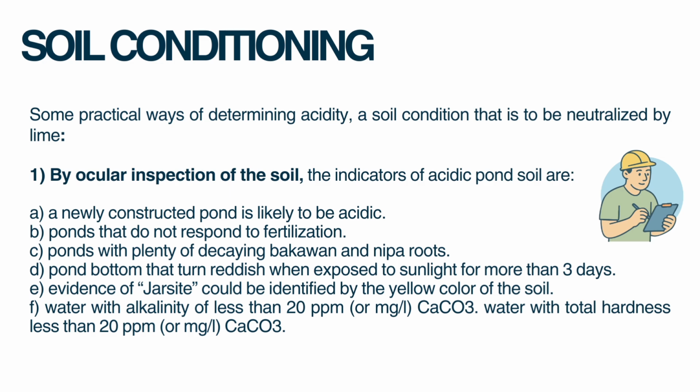Fifth, the presence of jarosite, which can be identified by a yellow coloration of the soil, is another clear indicator of acidity. Lastly, if the pond water has alkalinity of less than 20 ppm or a total hardness of less than 20 milligrams per liter as calcium carbonate, the soil and water are likely acidic and require liming.